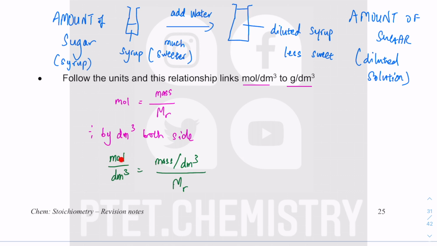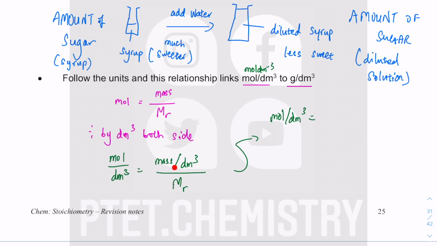So how does that work? On the left hand side, mole over dm cube is mole per dm cube. Of course, I could write it as mol dm minus 3, whichever one you like, just stick with one, but not the two different forms, which you can do mathematically speaking.